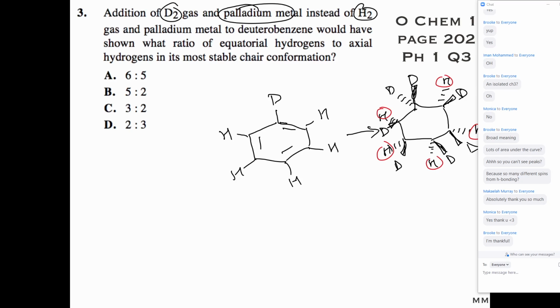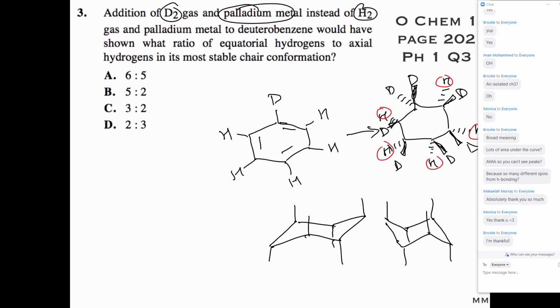If I were to draw a chair conformation, here's a cool trick to drawing chairs again. If the point is down, axial's down. If the point is up, axial's up. Point down, axial down; point up, axial up. I can also draw it like this: up, down, down, up, down.